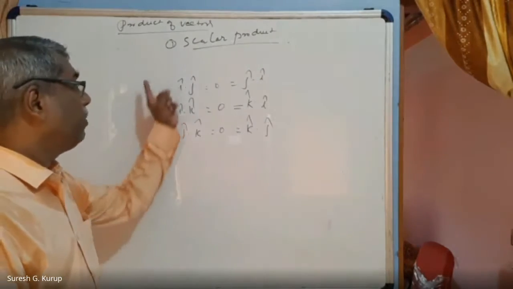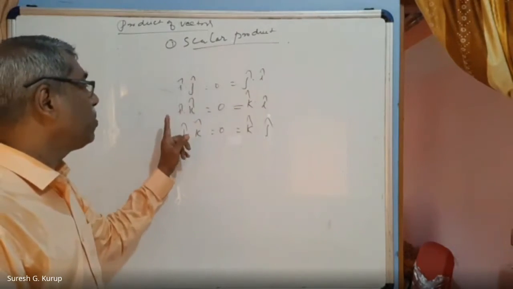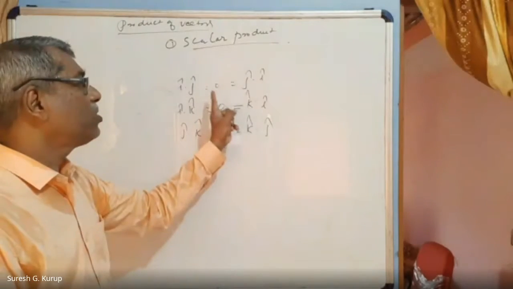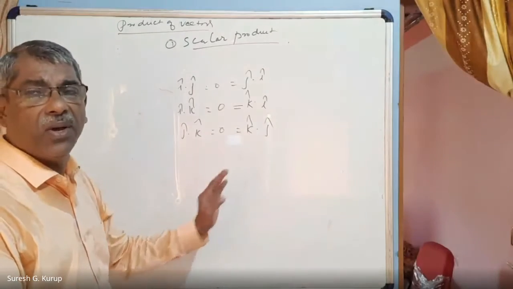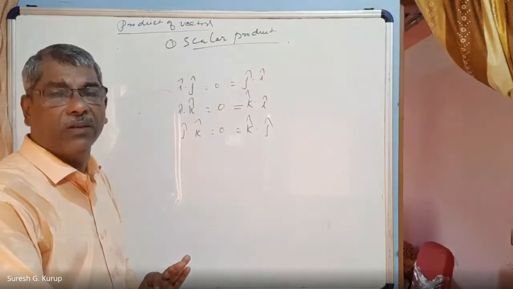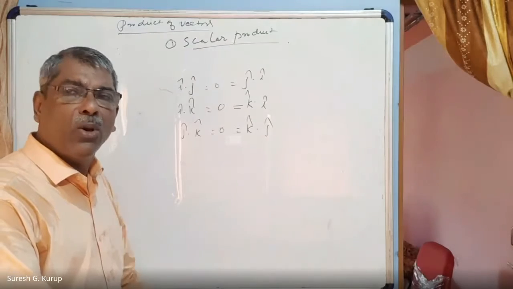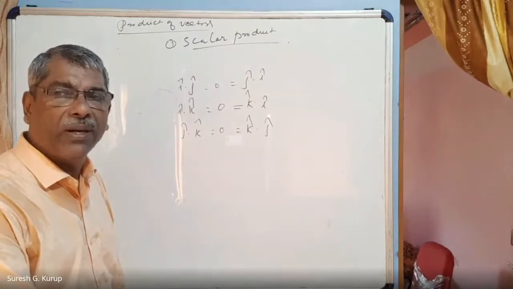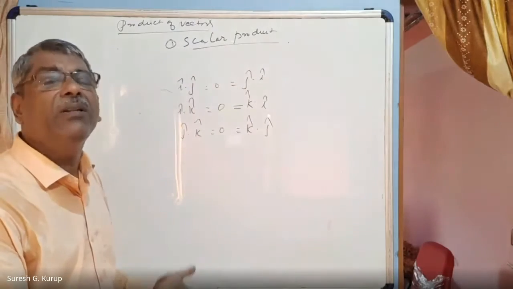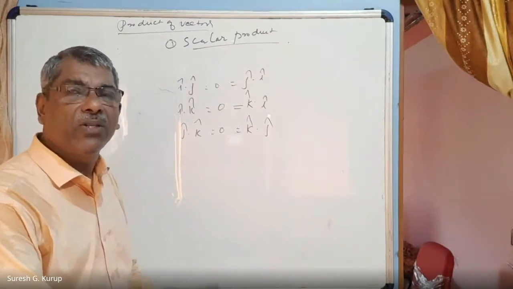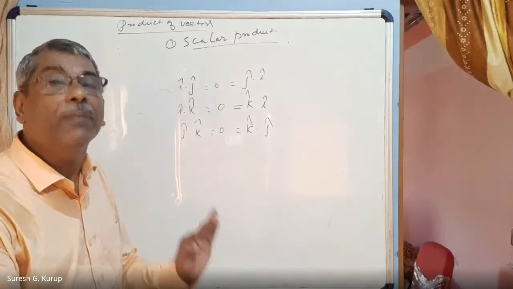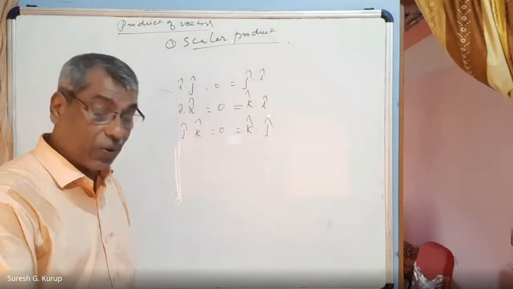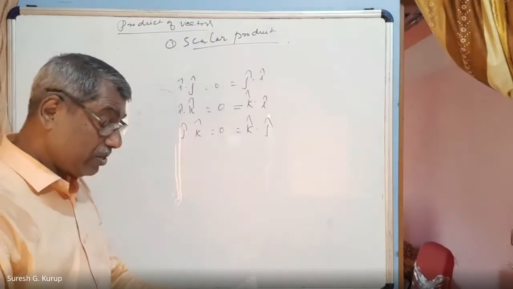So we can remember all these things. i dot j is equal to 0, i dot k is equal to 0, j dot k is equal to 0, j dot i is equal to 0, k dot i is equal to 0, k dot j is equal to 0. Only the same vectors, that means i and i multiplied, then the value will be equal to 1. Different vectors, that means i and j perpendicular, the scalar product of perpendicular vectors is always equal to 0. So these are the things I tell you, right?